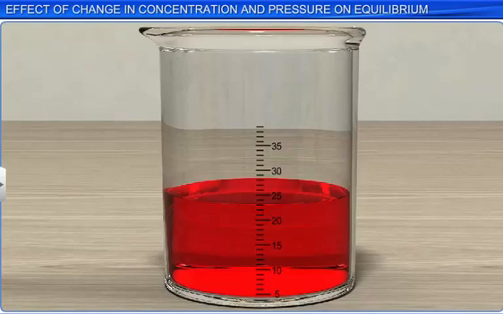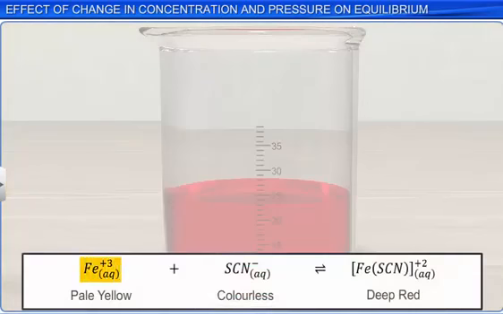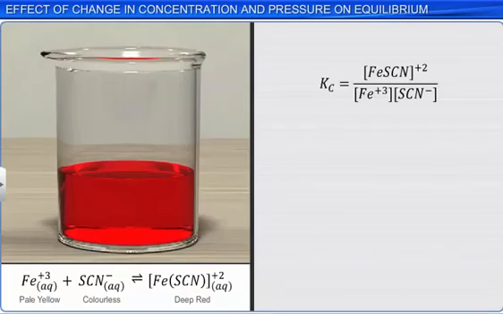The equilibrium mixture contains aqueous Fe+3 ions, aqueous SCN- ions, and aqueous FeSCN+2 ions. The equilibrium constant, Kc, for this reaction can be written as Kc is equal to concentration of FeSCN+2 divided by the product of concentrations of Fe+3 and SCN-.